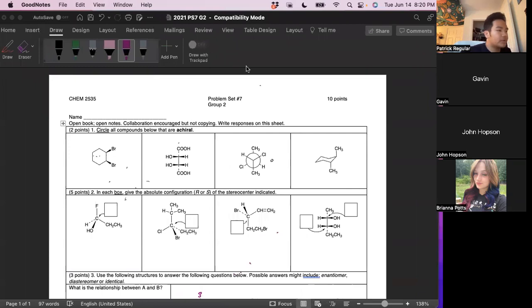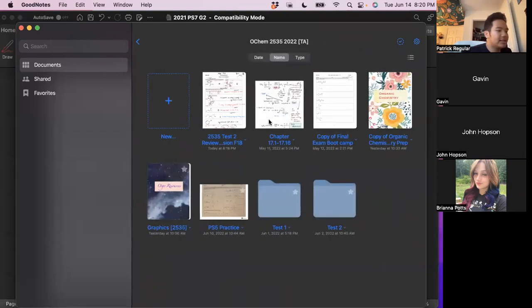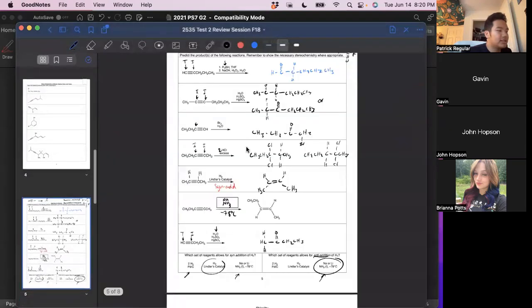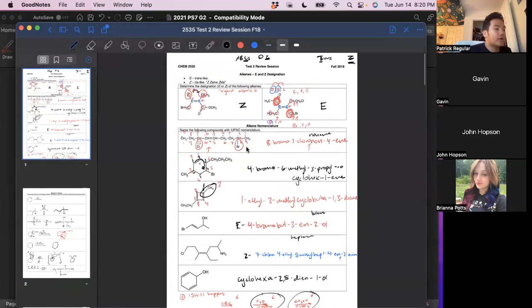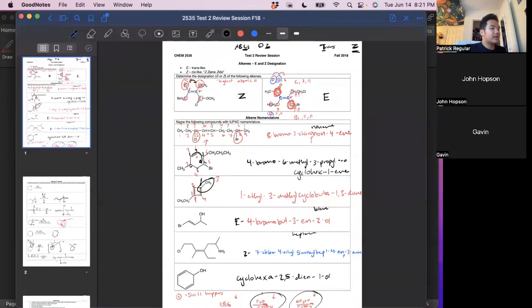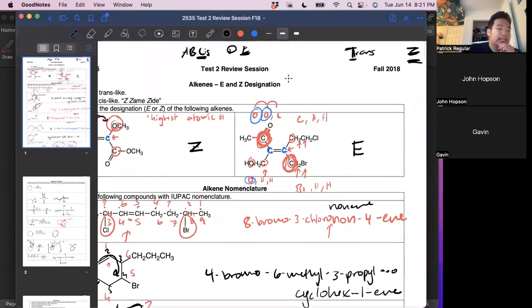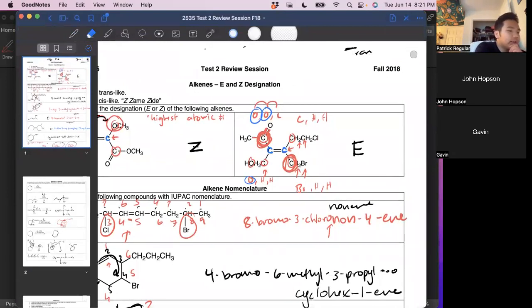Real quick, could you go back to the trick you were doing for remembering the priority, like with the ABCs? Priority like E and Z? Yeah, like that. Can you see the screen right here? It's kind of similar to mercuration and boration, but let me just redraw it.